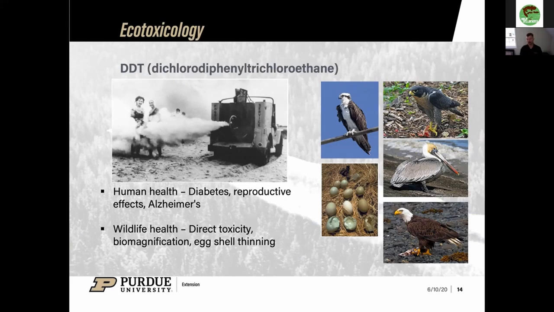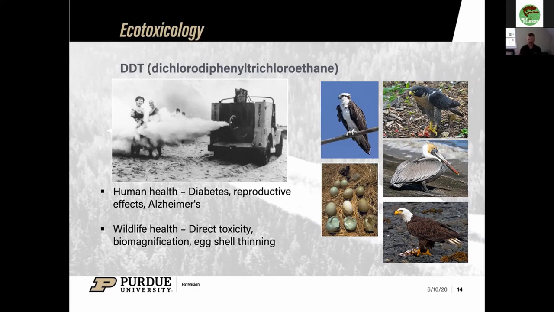What we started to realize with this pesticide was that it does have some harmful effects, especially on human health. Things like diabetes, reproductive effects, and Alzheimer's are all linked to exposure to DDT. But from a wildlife perspective, what became the poster child for the effects of this pesticide were the raptor species you see over here, as well as some other bird species. In addition to being directly toxic to some species, for birds in particular this became a biomagnification problem. DDT tends to accumulate in fatty tissue, so it's lipophilic. As a consequence, it's very easily passed from animal to animal, or consumer to consumer.